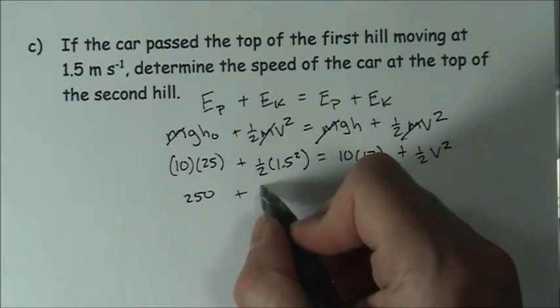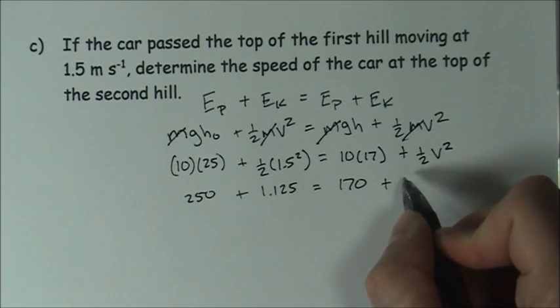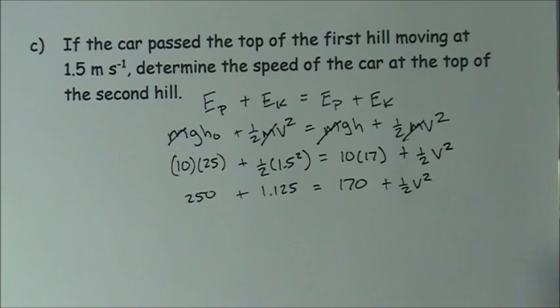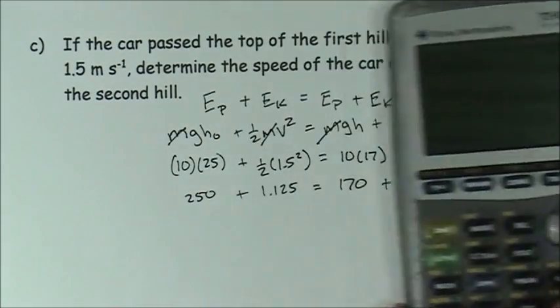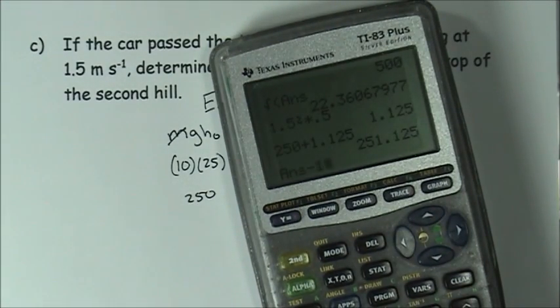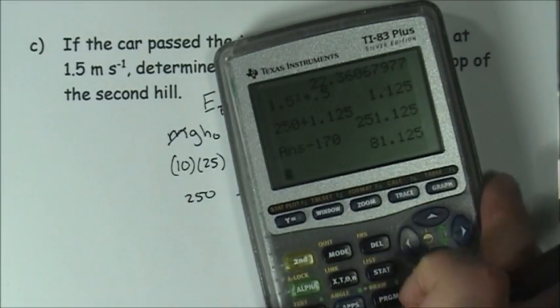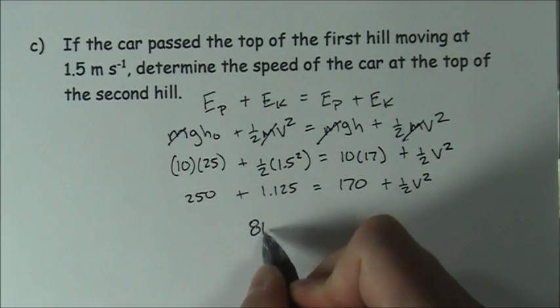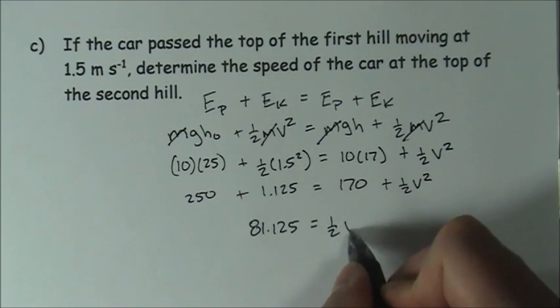That's 1.125. That must be equal to 170 plus 1/2 v squared. So we'll move all the numbers over to the other side. So 250 plus the 1.125 is equal to 251.125 minus 170. I'm going to subtract the 170 to move it over to the other side, and that is 81.125. That's equal to 1/2 v squared.